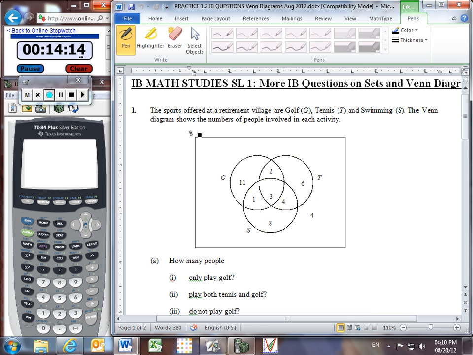It's worth noting, this is something that students often forget, is that there is a number outside our three circles, so don't forget to look for one, because that could comprise part of the total number of people.